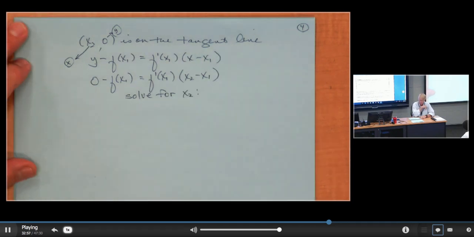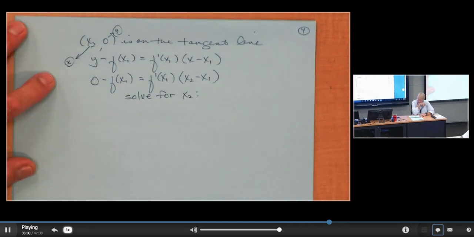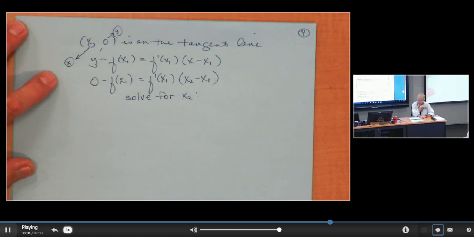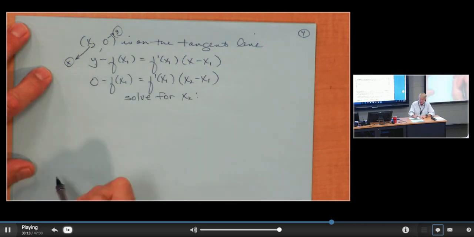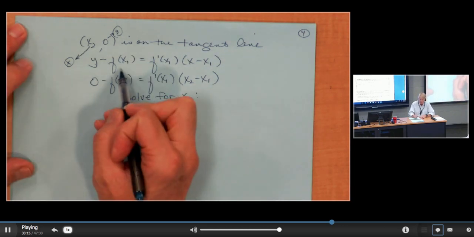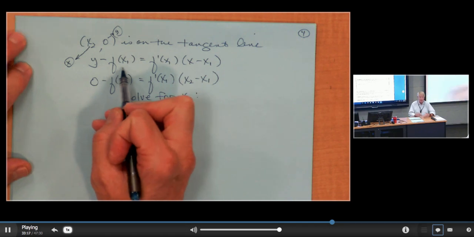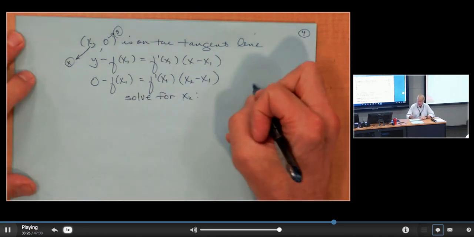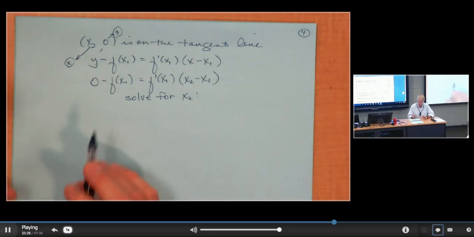Shouldn't the 0 replace the function on the left side? Over here? Yeah. Well, I don't know what that number is. That's the number that we got when we generated the equation of the tangent line. Here's where we are, because that isn't a trivial substitution.